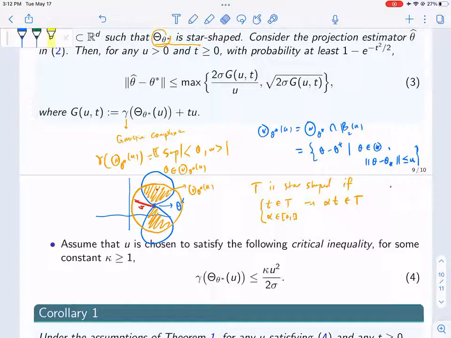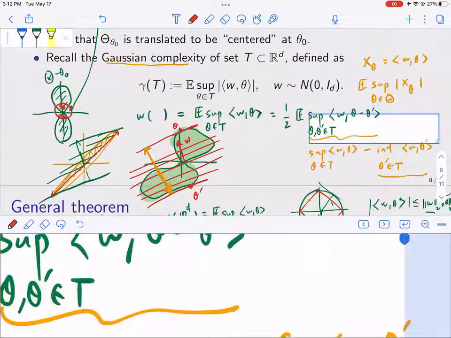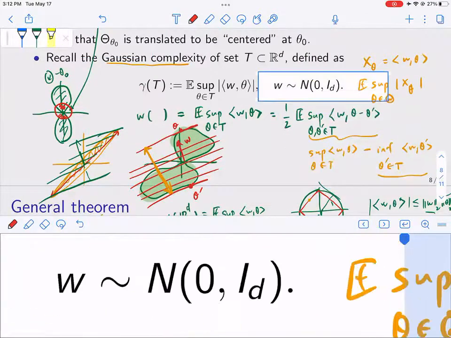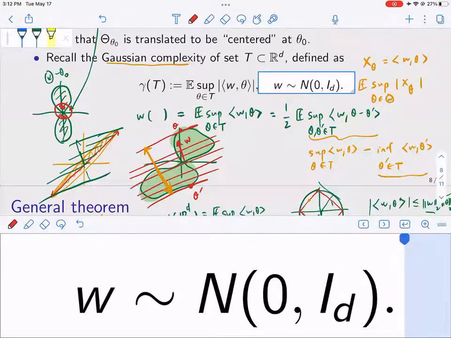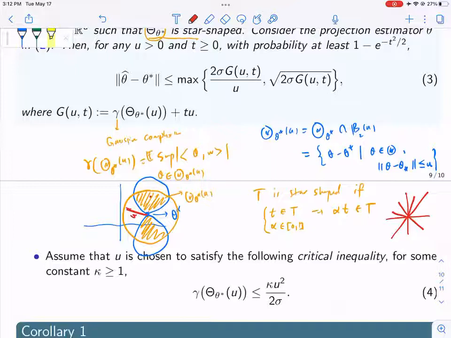Yeah. What are some other star shapes? Yeah. So something like a bunch of lines like this going out from the origin is also a star shape. Right. So it's basically a union of these things. Okay.